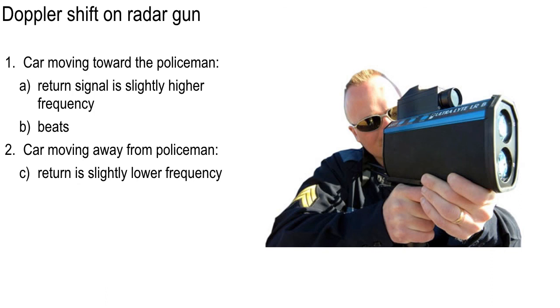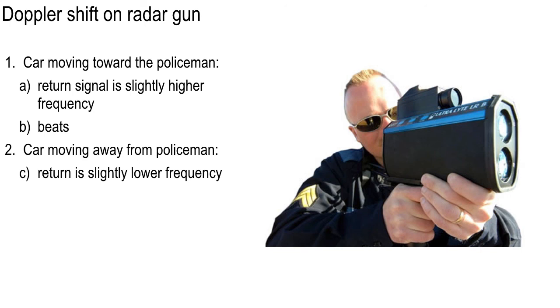Now, if the car is moving away from the policeman, same thing. You have a slightly lower return frequency. So he zaps it out from his car at a certain frequency. If you're moving away, it's going to come back to him just slightly dipped, but just enough for him to measure it.